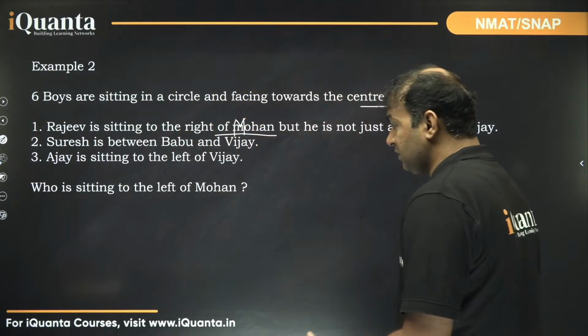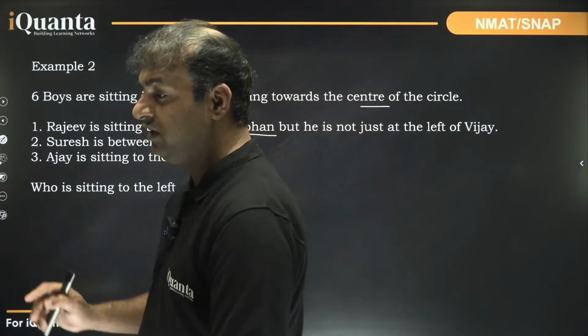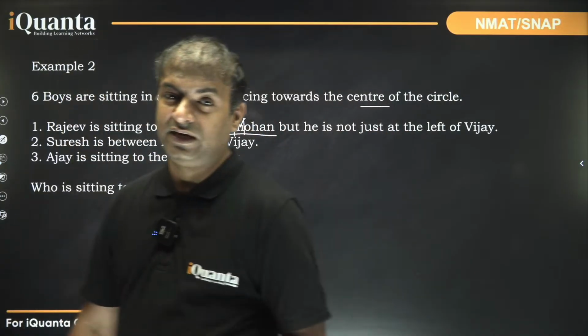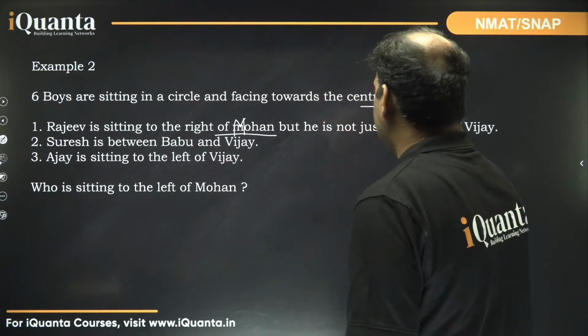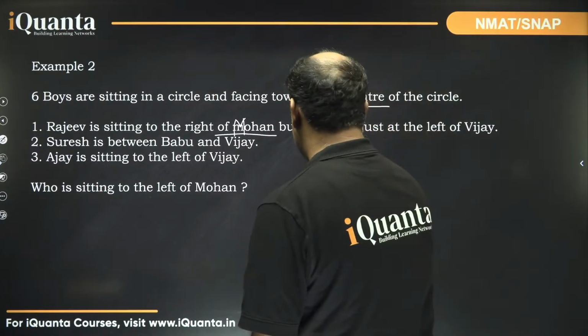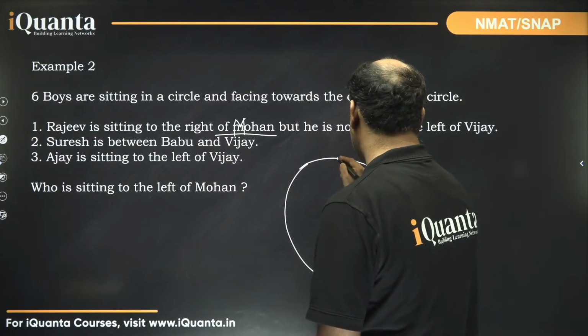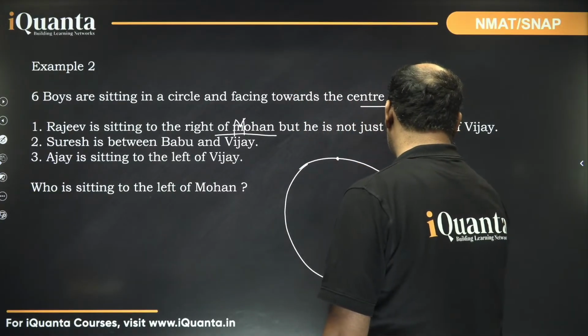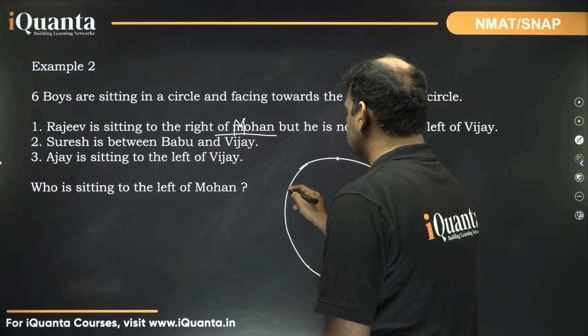Guys, always remember that left means immediate left, if they are only writing left. If they're writing only right, that right means immediate right. Okay, in a circle, you always have to remember this. All right, so there are 6 boys. Let me draw a circle with 6 chairs. Okay, 1, 2, 3, 4, 5 and 6 chairs, right?